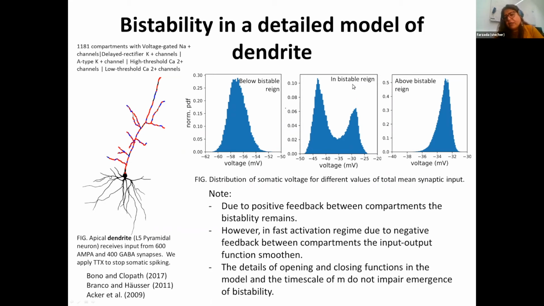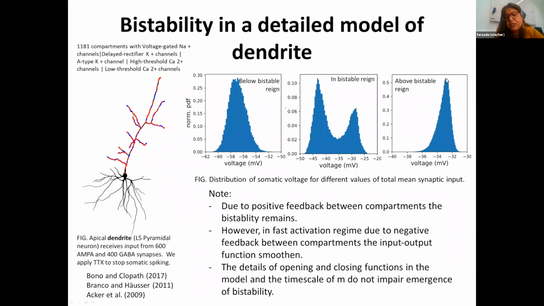When you are in the bistable region, you get exactly the second peak that we wanted to have. That's the voltage and the distribution of voltage. Don't mix it with the other figure that I showed, which was a distribution of M. That's a distribution of voltage. And then when you go beyond this bifurcation, the bistable region, you get back your single peak distribution.